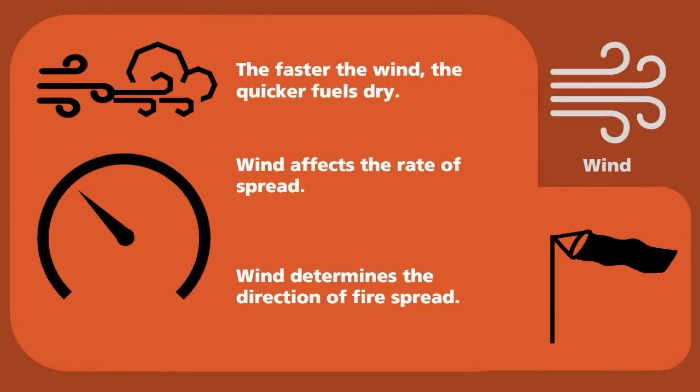Wind helps to dry fuel. The faster the wind, the quicker the fuels dry, especially fine fuels. Wind speed also affects how fast the fire spreads, while wind direction determines where the fire spreads. Wind also assists in transporting embers outside the fire perimeter, starting spot fires. Be aware that any changes in the wind can dramatically influence fire behavior.